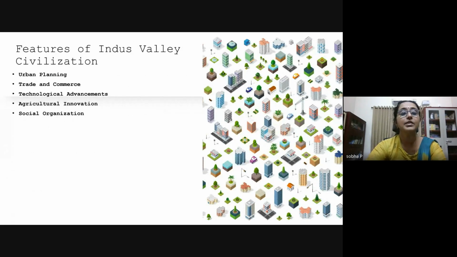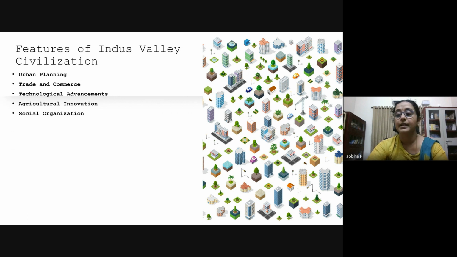And there are five main features of the Indus Valley civilization. The first is urban planning, where the cities were planned in a very efficient way in order to utilize space. Then trade and commerce flourished, and India played a major role in economic history, because we know that the exchange of goods, ideas and cultures happened across Asia.